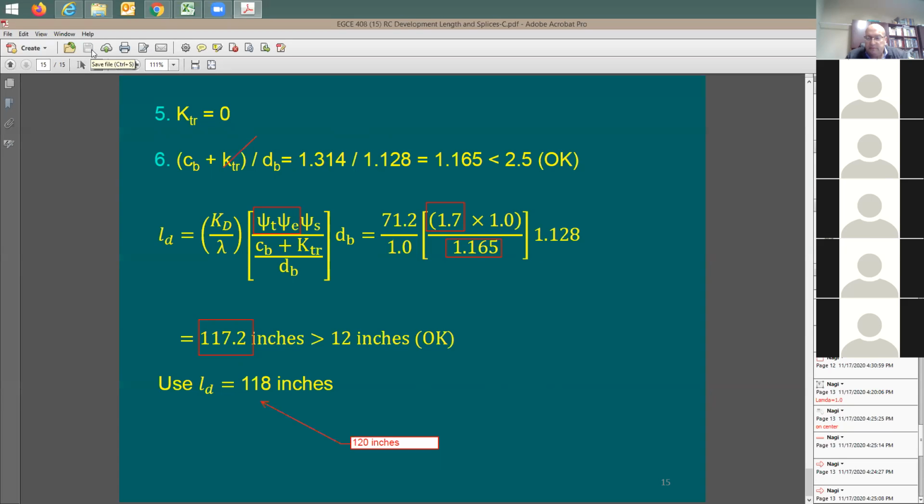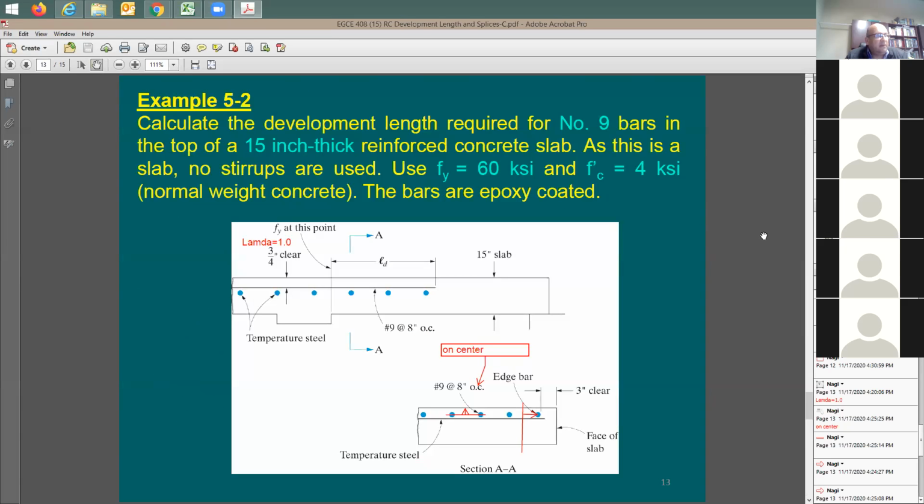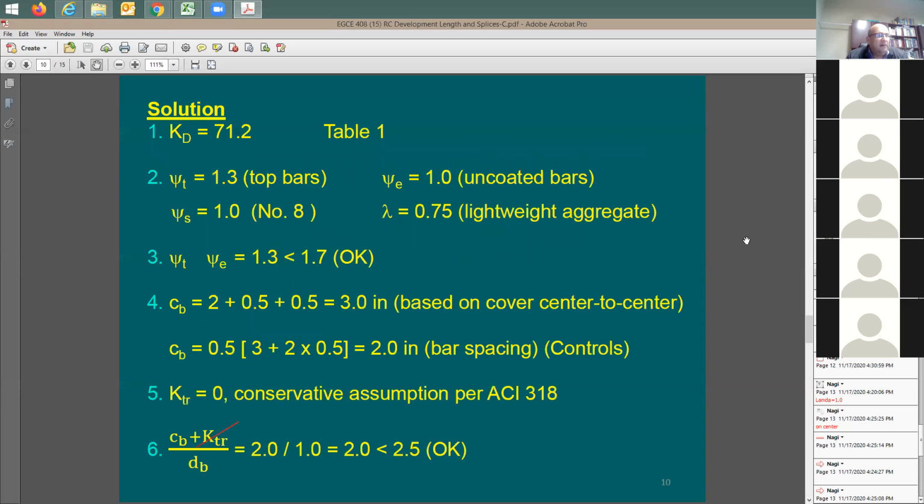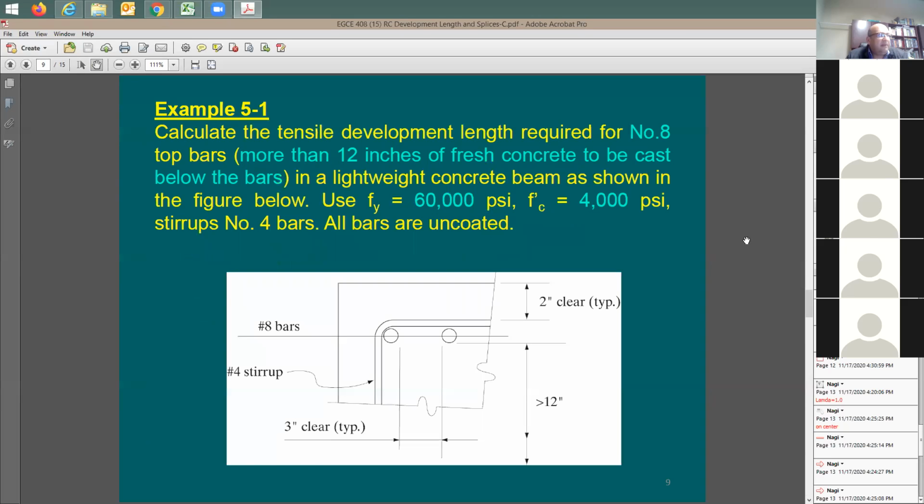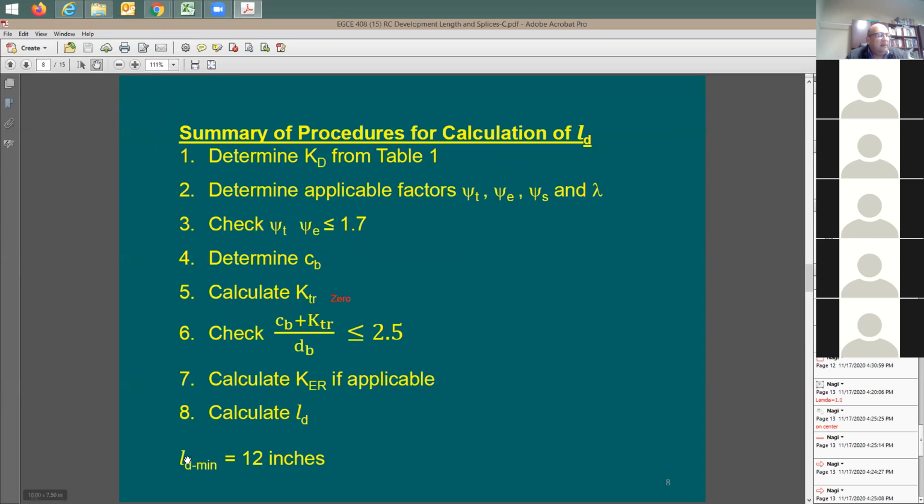I have another question. Yes, please. When we determine our development length, why don't we compare it to 12 inches? Because in the code, it's part of the requirements, right? If I take you back here, ld minimum is 12 inches.